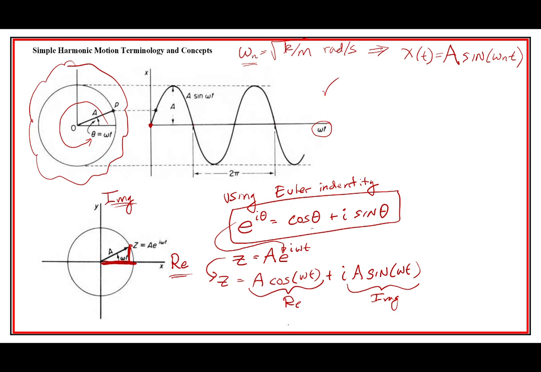It's useful for simplifying some derivations, but it's also the language of vibration. Often we'll jump back and forth between using cosines and sines and using the e with the imaginary number up in the top.